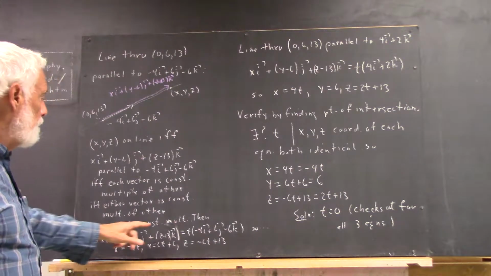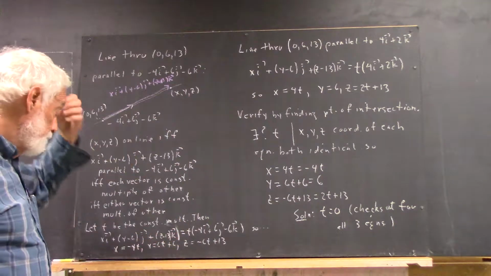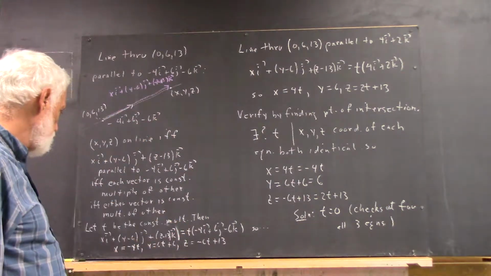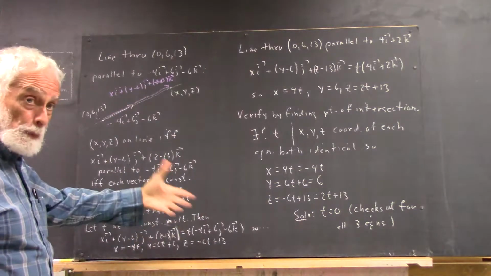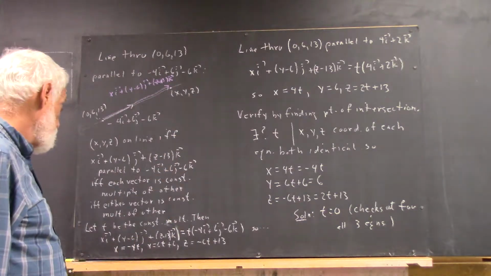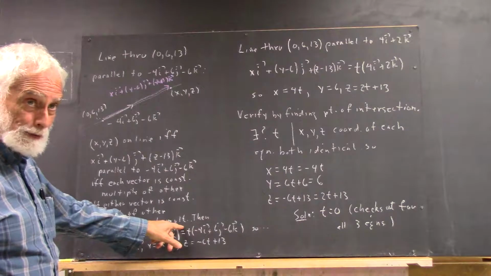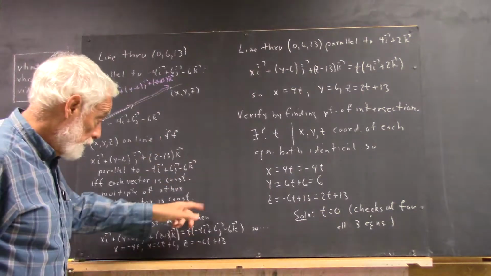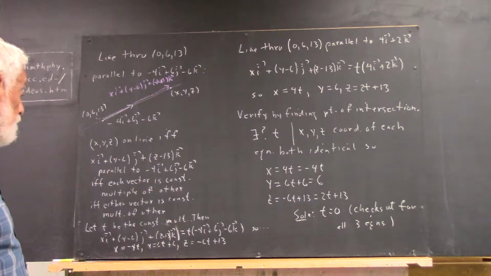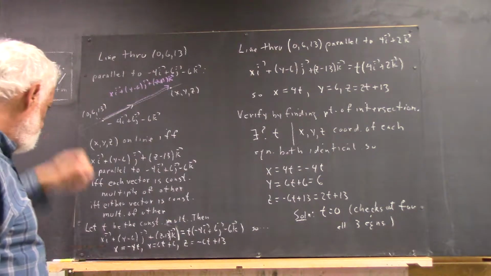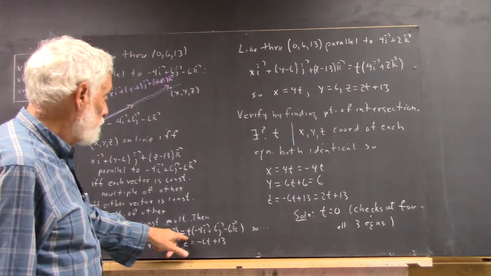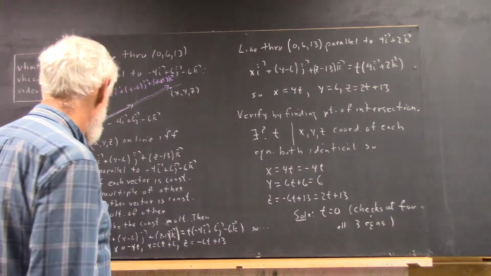We'll let t be the constant multiple, the multiplier. That wasn't really a good way to say it, because a constant multiple would be another vector. So we'll say that's our constant multiplier. In any case, if that's the case, then this vector would have to equal t times this vector.